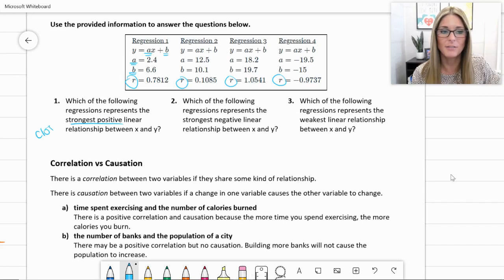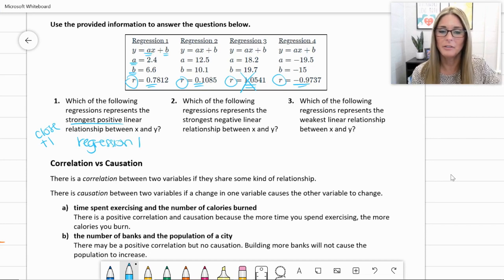So this is going to be something very close to positive 1. So I want to look through these regressions. We've got 0.7. That seems close to 1. 0.1 is smaller. We'll never have something greater than 1. So that shouldn't even be a real correlation coefficient. So I'm going to cross that one out. And then we have a negative. So I think my best answer for strongest positive is going to be that regression number 1.